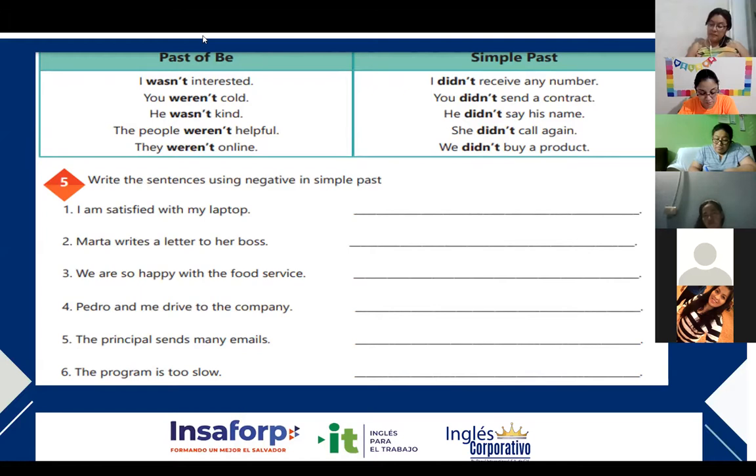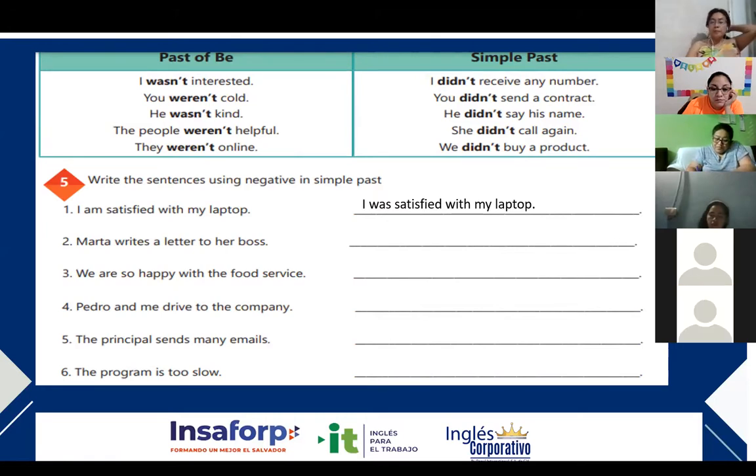Mr. Alexander, good, okay. Let's start. Okay, number one. I am satisfied with my laptop. ¿Cómo sería la forma pasada? I wasn't satisfied with my... I was not satisfied. Pero ahí dice negativo, teacher. Wasn't. Sí, es cierto. Perdón. Mi error. Era en negativo. Bueno, I wasn't satisfied with my laptop.